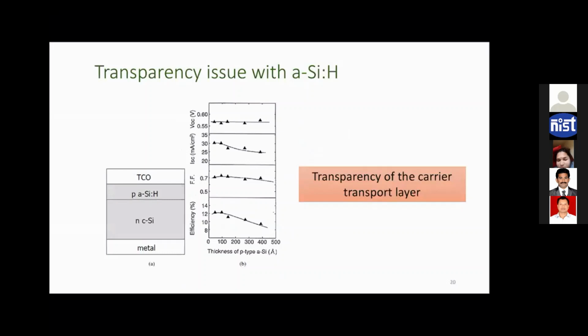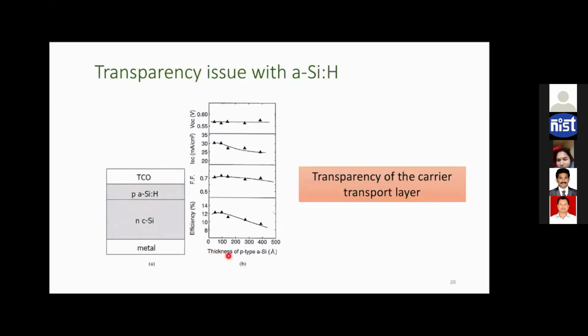So what happens when you incorporate a p amorphous silicon? It seems that the p amorphous silicon layer, even if it is very thin, maybe of the order of 10 nanometer, is absorbing a large amount of incident light, which would otherwise go to your crystalline silicon and create electron hole pairs. But now this light is lost in absorption within your p amorphous silicon. So your efficiency is less.